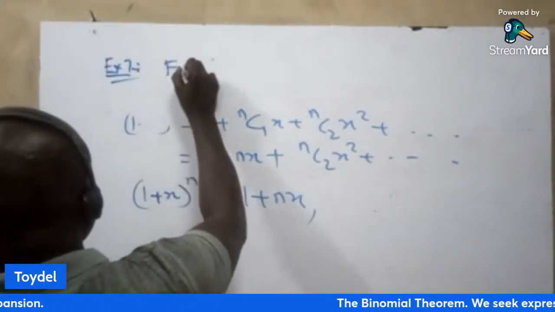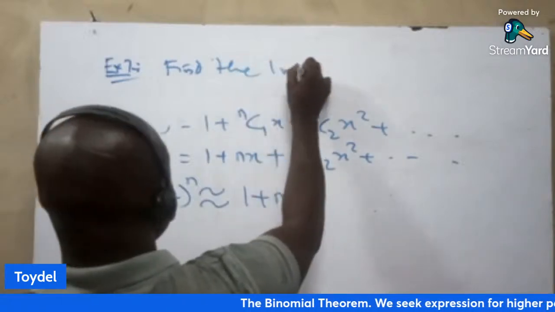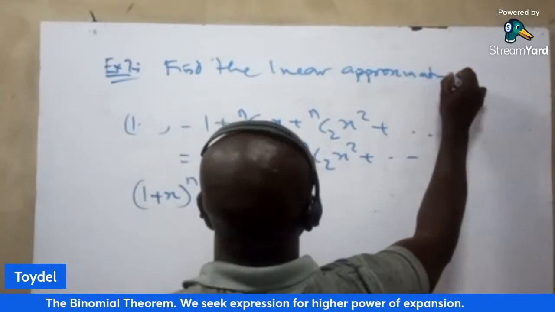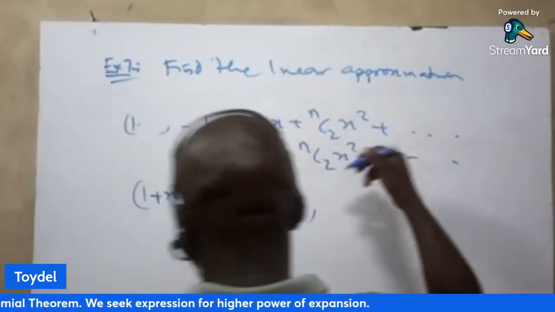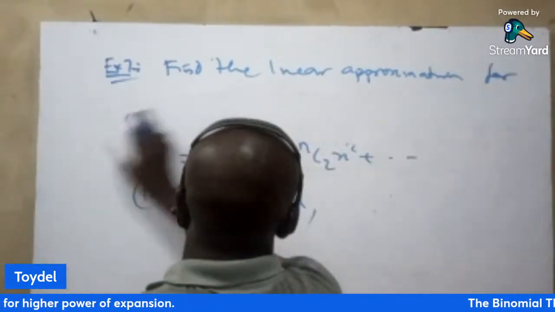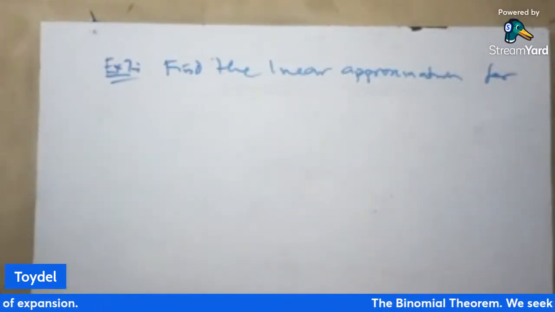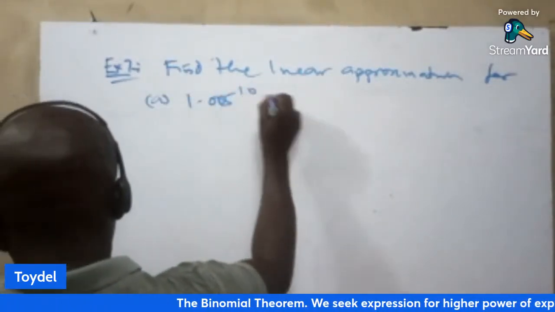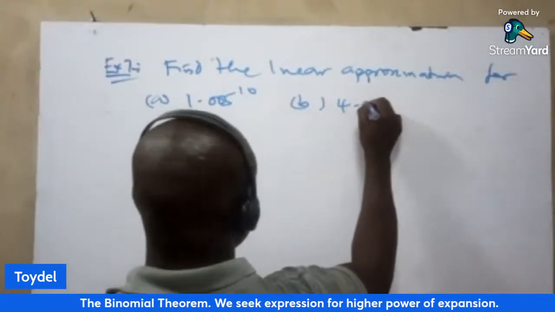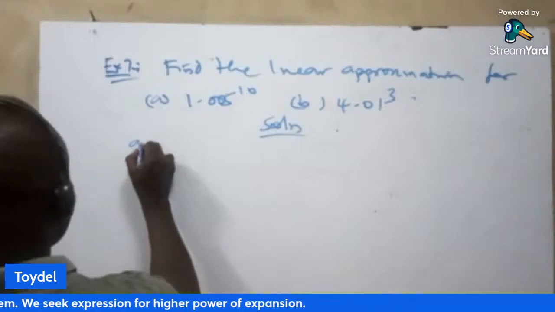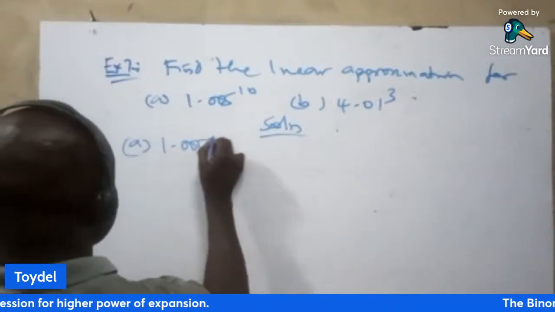So the question says find the linear approximation. Linear simply means degree 1. Linear approximation for, I'll give just 2 examples. For the first one, A, 1.005 raised to the power 10, then B, 4.01 raised to the power 3. Solution. This first one now, we have 1.005 raised to the power 10.